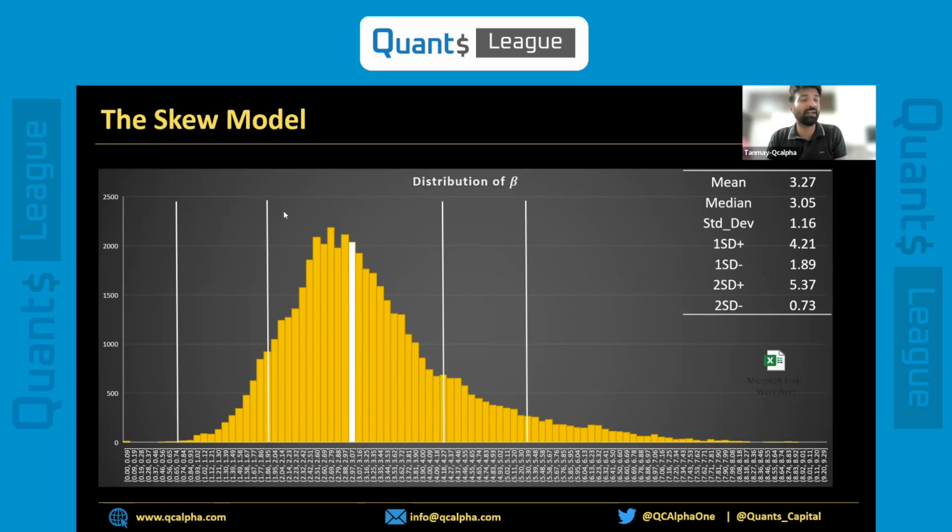So this is one standard deviation, two standard deviation, your median. Your median is 3.05. My one standard deviation is 4.21. My two standard deviation is 5.37. My lower standard deviation, minus one standard deviation, is 1.89, and my minus two standard deviation is 0.7.